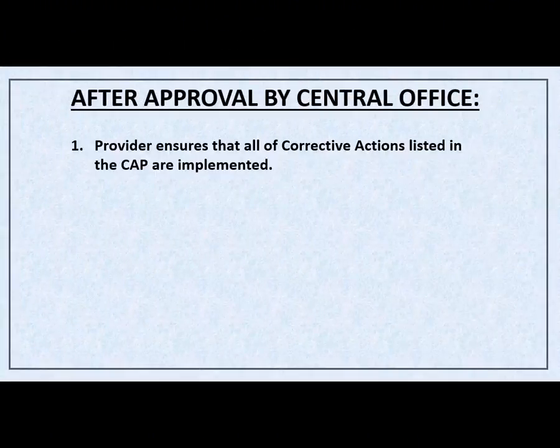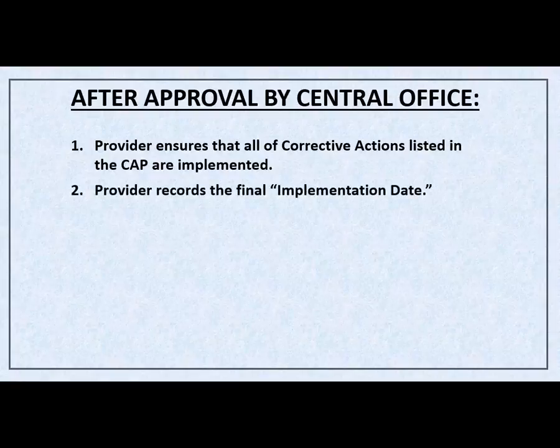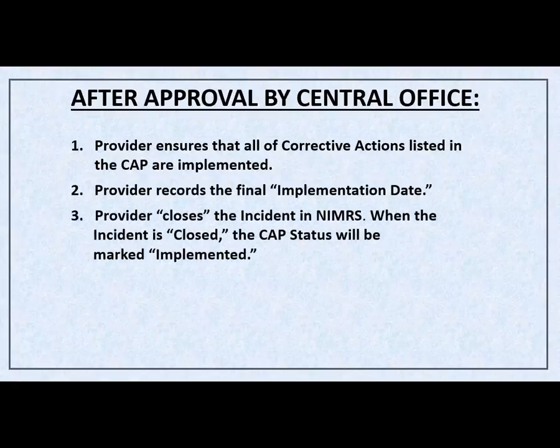After the corrective action plan is approved by central office, it's the responsibility of the provider to ensure that all of the corrective actions that are listed in the plan are implemented. The provider then records the final implementation date, and the provider closes the incident in NYMERS. When the incident is closed, the CAP status will be marked Implemented.